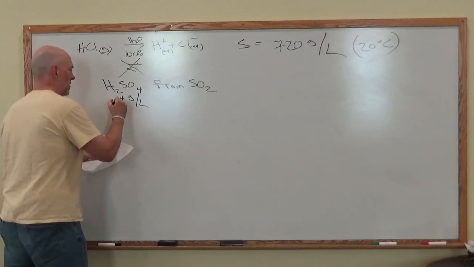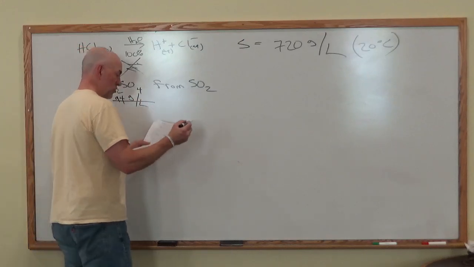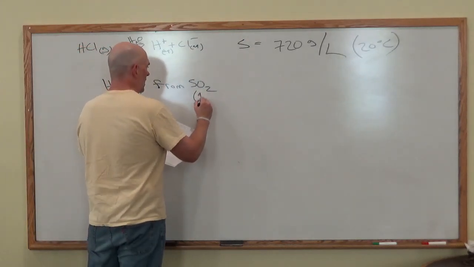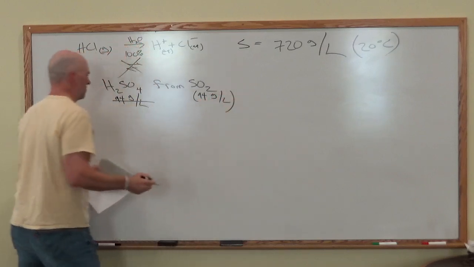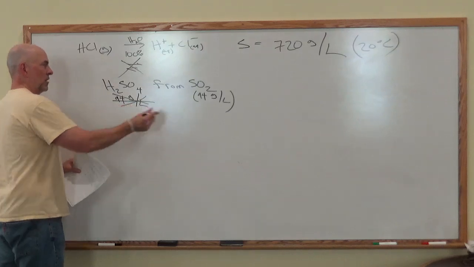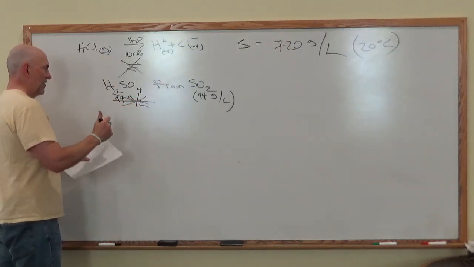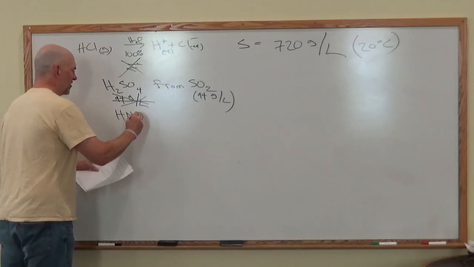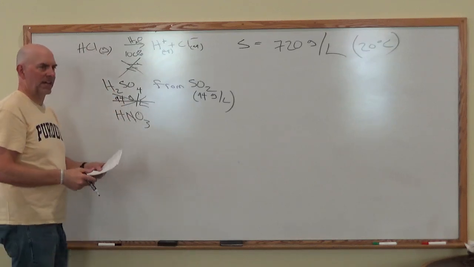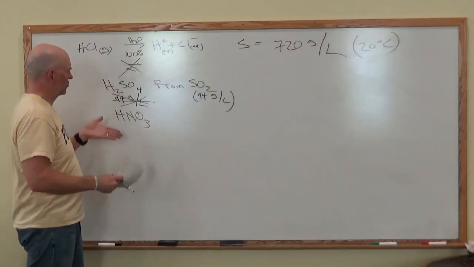I'm sorry, that's the wrong one. SO2 is 94 grams per liter. So, my bad. It dissolves quite a bit. And then, hydrochloric acid, sulfuric acid, and nitric acid. The reason I'm doing these is that they are the three common things that we say cause acid rain. These are the most common ones.